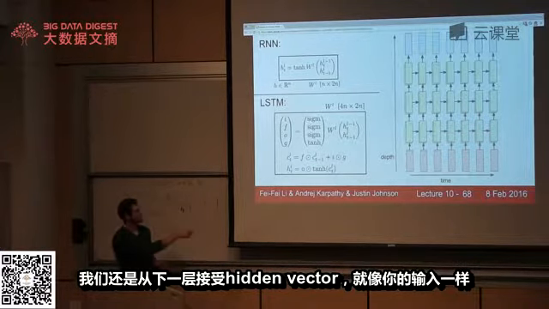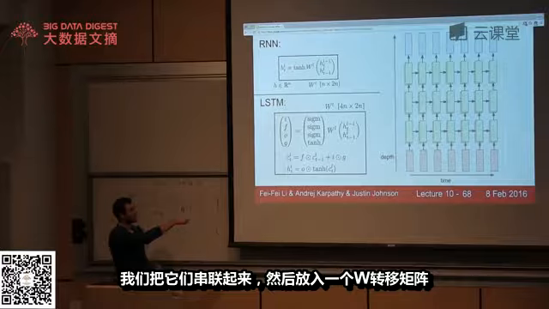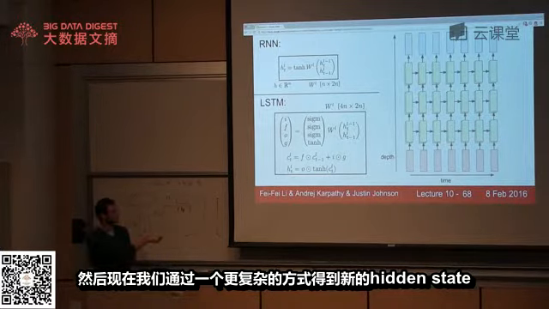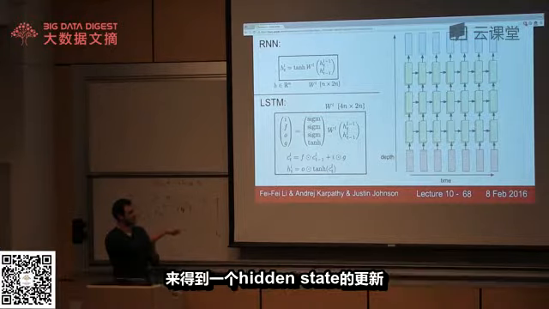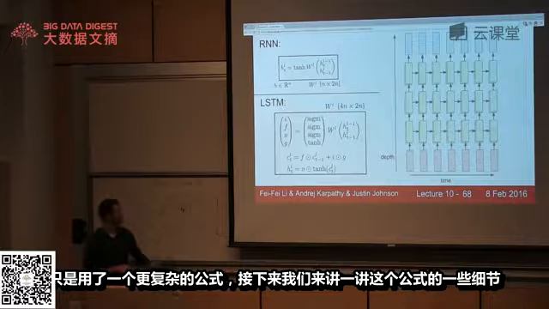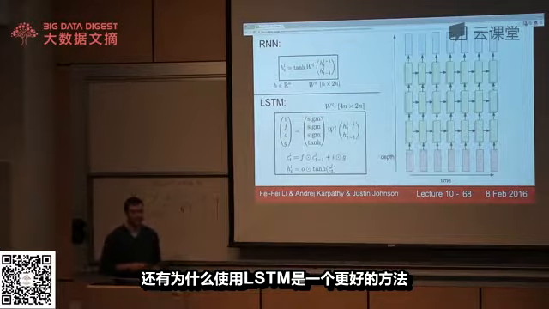Okay? We're still taking the hidden vector from below in depth, like your input, and from before in time, the previous hidden state. We're concatenating them, putting them through a W transform. But now we have this more complexity in how we actually achieve the new hidden state at this point in time. So we're just being slightly more complex in how we combine the vector from below and before to actually perform the update of the hidden state. It's just a more complex formula. So we'll go into some of the details of exactly what motivates this formula and why it might be a better idea to actually use an LSTM instead of an RNN.